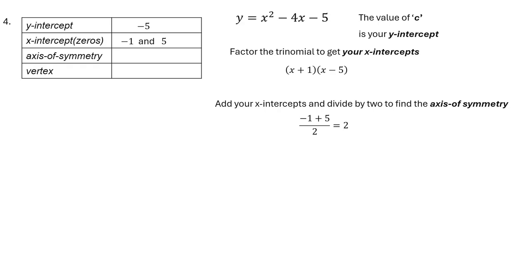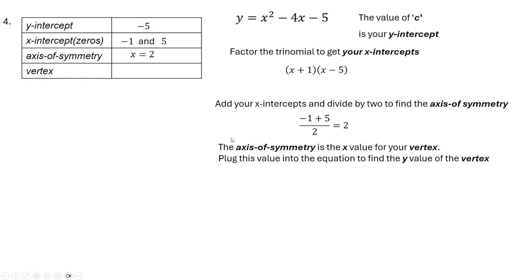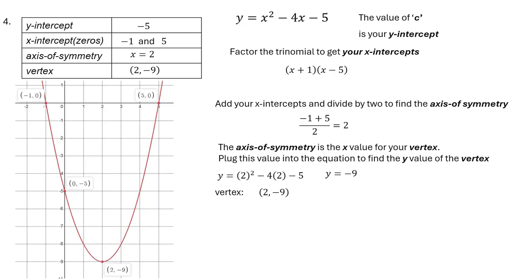Add these two intercepts together and divide by 2 to get our axis of symmetry. Ends up giving us a value of 2. 2 becomes the x value of the vertex. We take that 2 and plug it back into our equation to figure out what the y value is. And we end up with a value of negative 9 for y. So our coordinate of the vertex is 2, negative 9. And there's our graph.